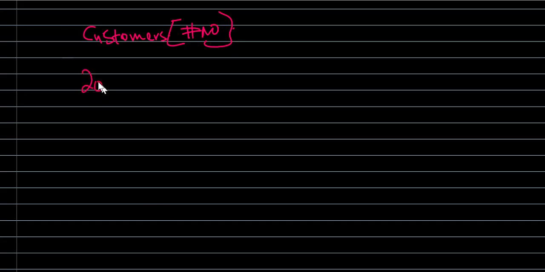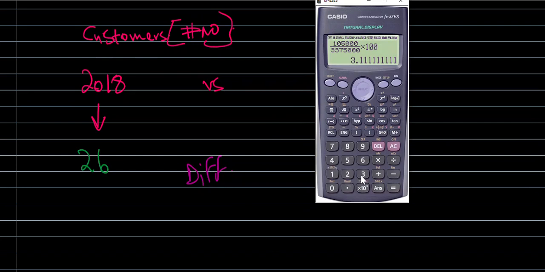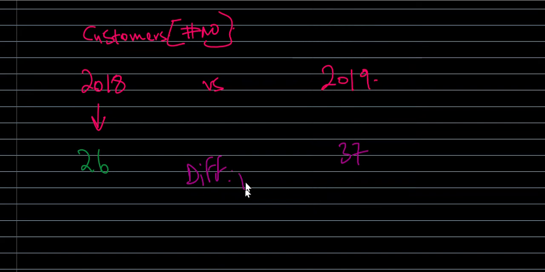Here we are, 2018 again versus 2019, right? So in 2018, how many customers we have? We have 26 customers. 2019, how many customers we have? We have 37 customers. The difference there will be, so it's gonna be 37 minus 26. It's gonna be 11 difference. 11 customers increase from 2018 to 2019, right?